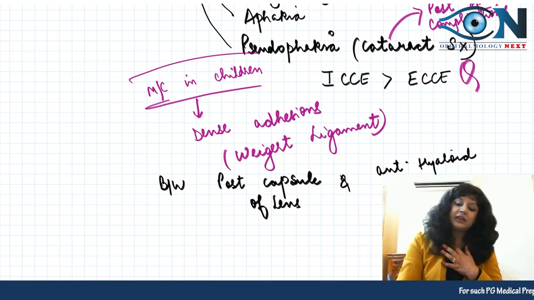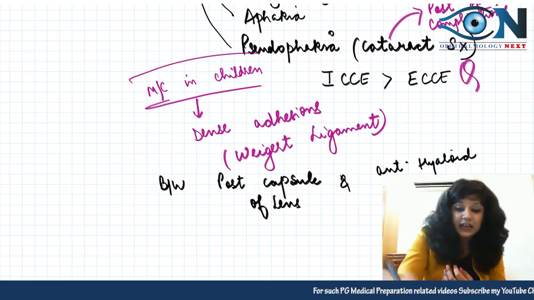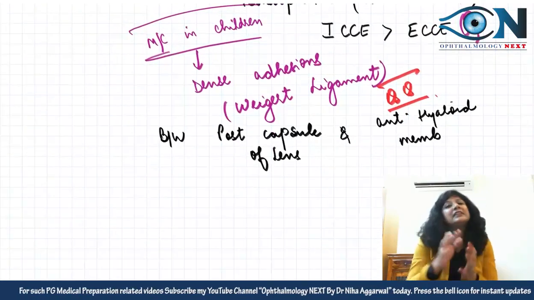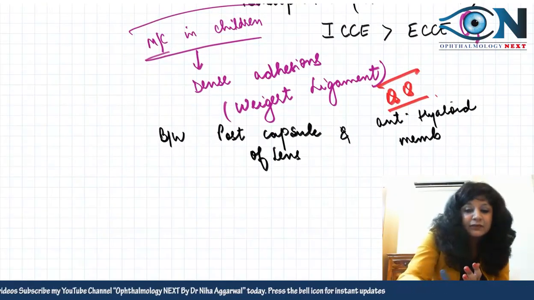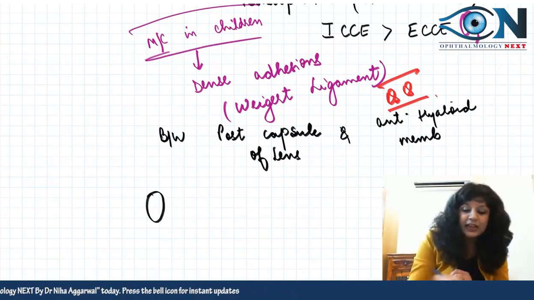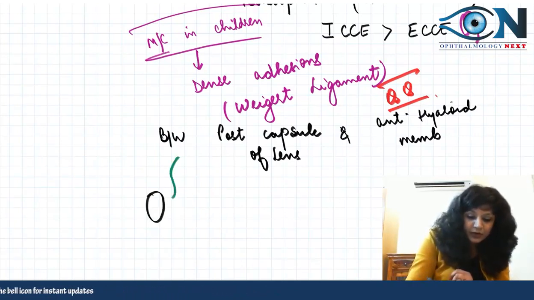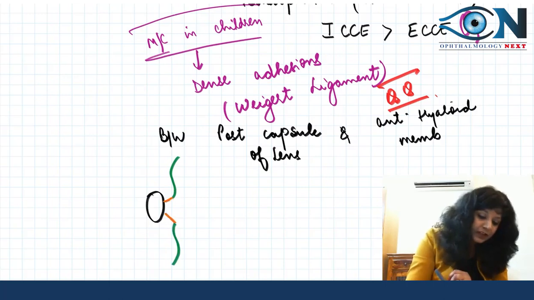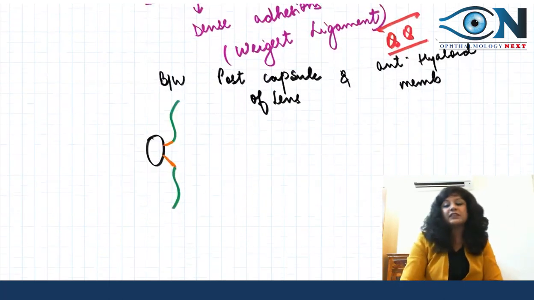Now, this is again a very important MCQ. We have a very dense adhesion between the lens. If you remember, this was the lens, and this was your anterior hyaloid membrane, and there was a dense attachment between these two. This was called as the Vogt's ligament.